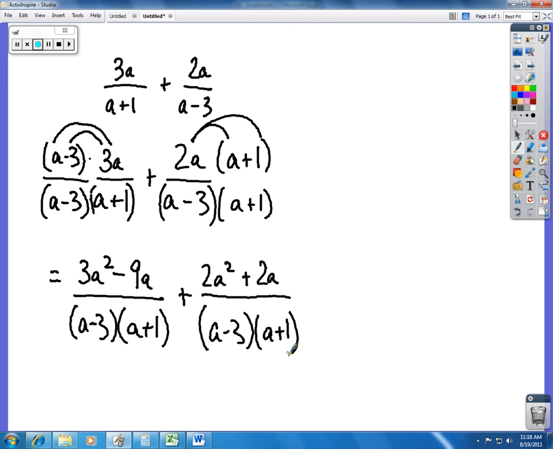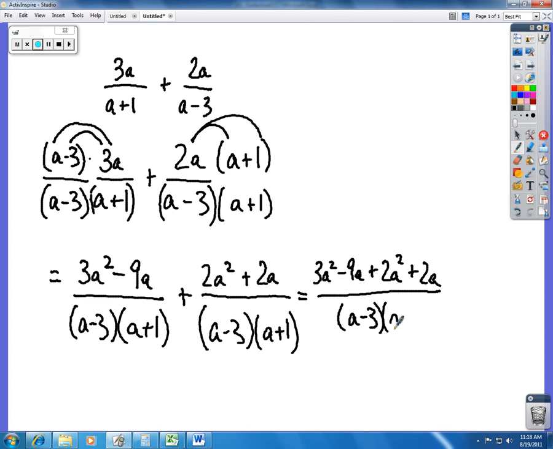Okay, and now since we have the common denominator here, we can write everything all over one common denominator. So we've got 3a squared minus 9a plus 2a, plus 2a squared plus 2a all over a minus 3 times a plus 1. Now we're going to look at our numerator and see what common terms we have.